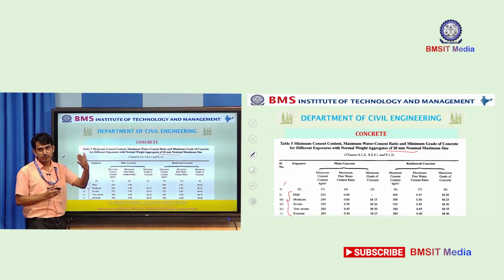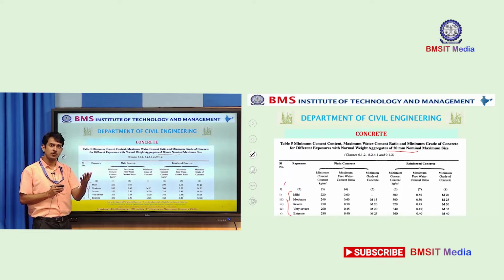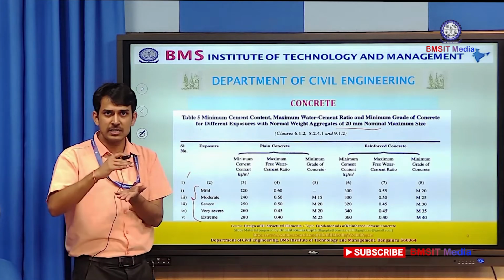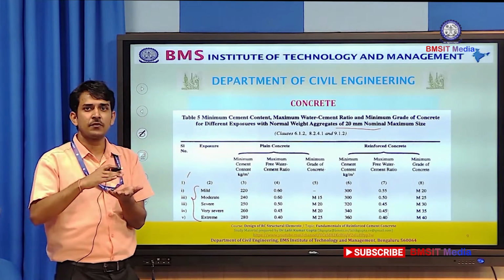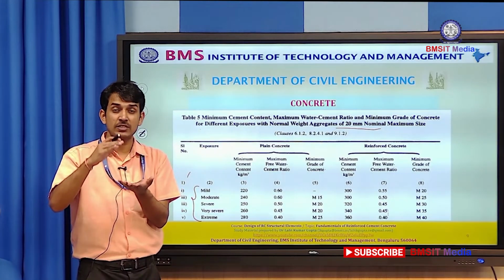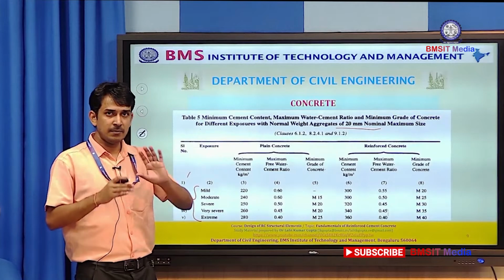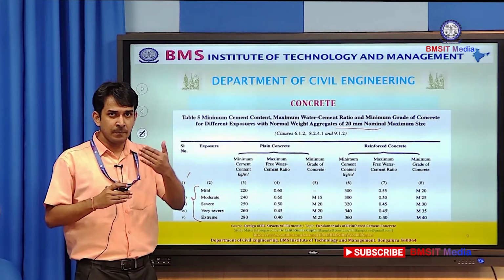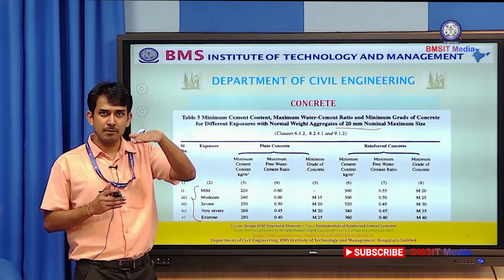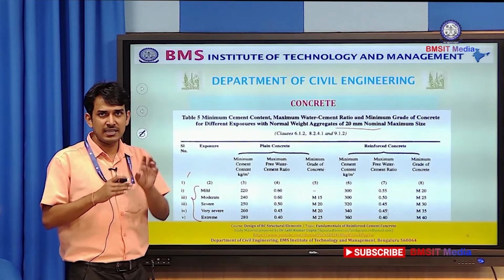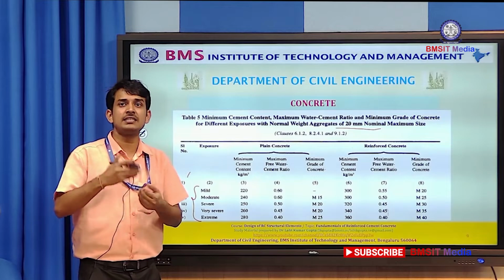If we go beyond the 20 mm size of coarse aggregate, then we have to reduce the cement content, as I told you, because the specific surface area of the coarse aggregate has reduced. And similarly, if you reduce the size of coarse aggregate from 20 mm to below, then in that condition we have to increase the cement content.